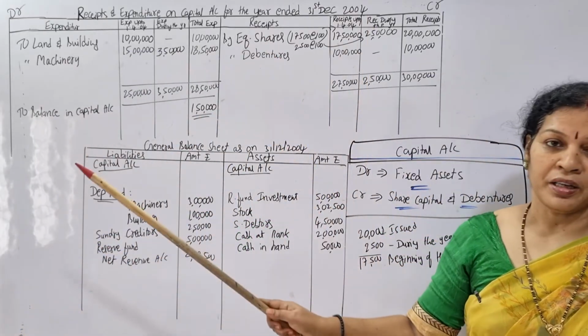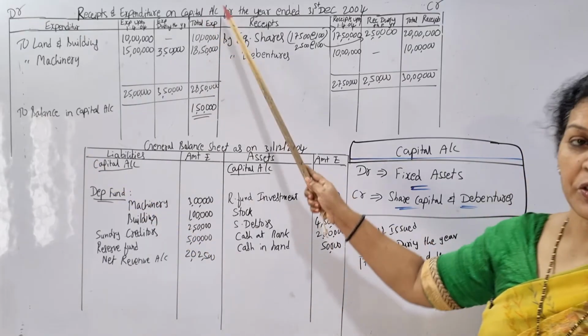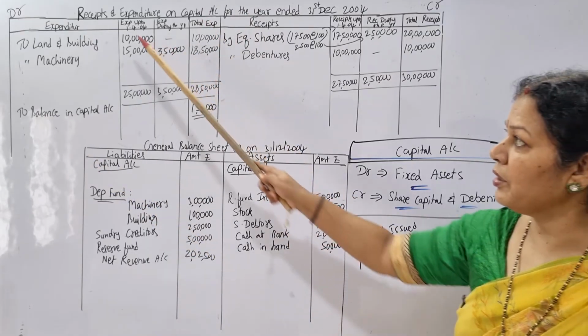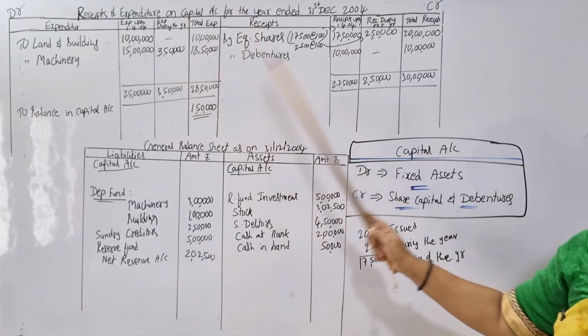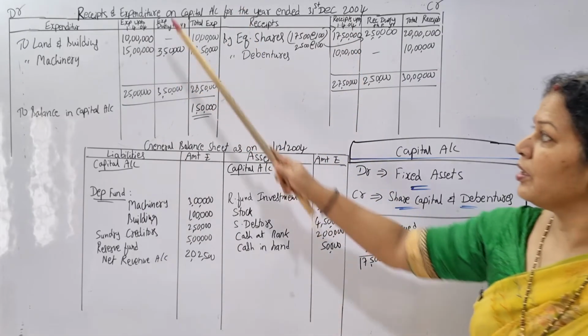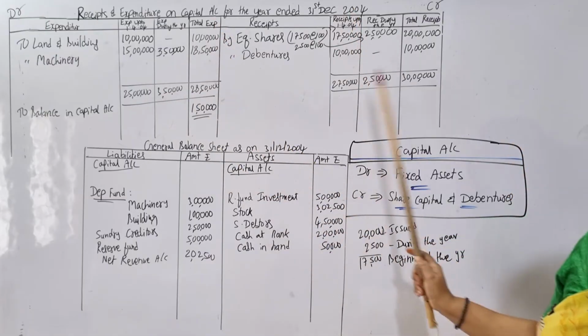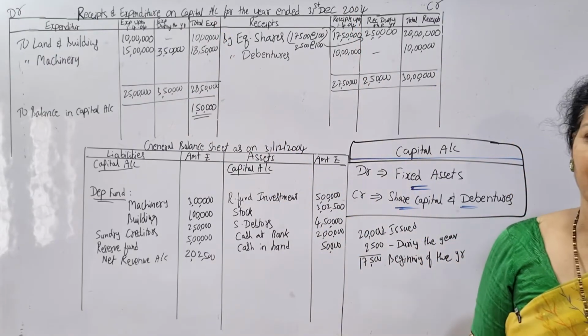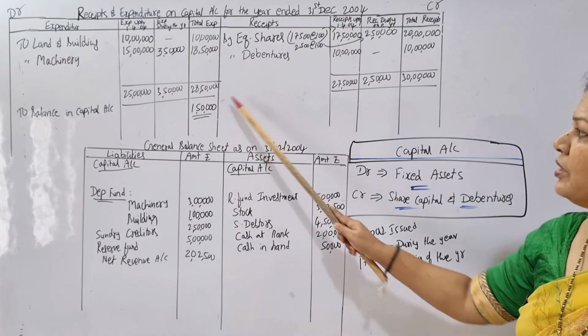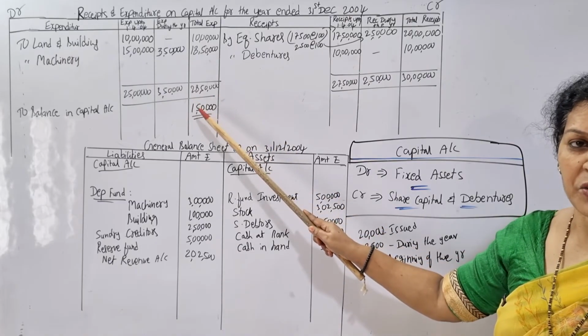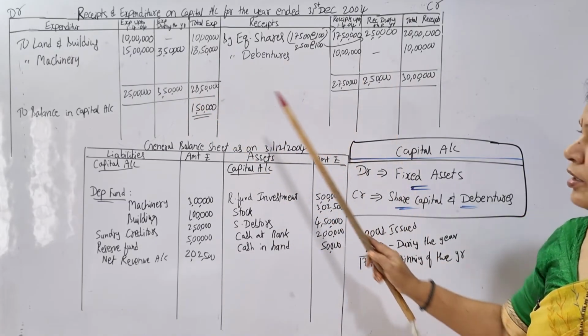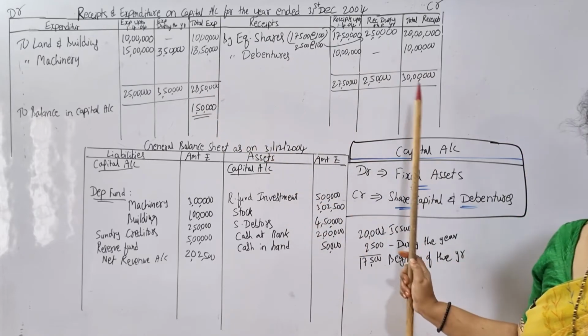When we prepared the capital account, receipts and expenditure on capital account, remember that always we have to just total it. We need not balance it. This total is 25 lakh and here 3 lakh 50. Like this, we are just totaling it. After totaling, you see the total expenditure and total receipts. This you have to see.